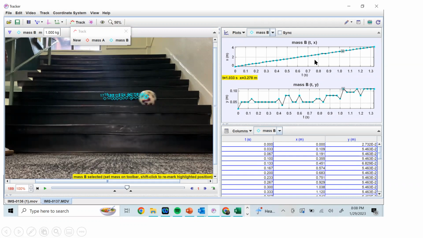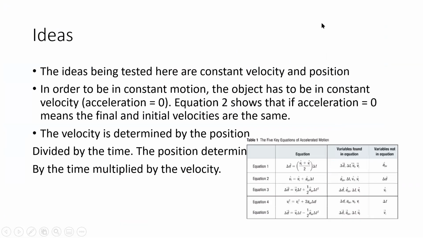actual values and graphs of the position versus time in Tracker of my experiment. Ideas. The ideas being tested here are constant velocity and position. In order to be in constant motion, the object has to be in constant velocity, which means the acceleration equals 0. Equation 2 shows that if acceleration is 0, it means the final and initial velocities are the same. The velocity is determined by the position divided by the time. The position is determined by time multiplied by the velocity consequently.